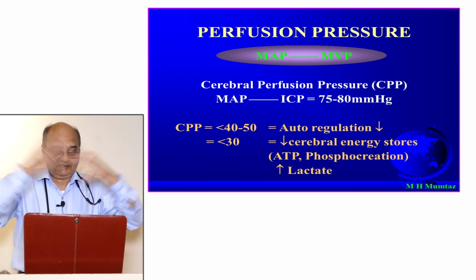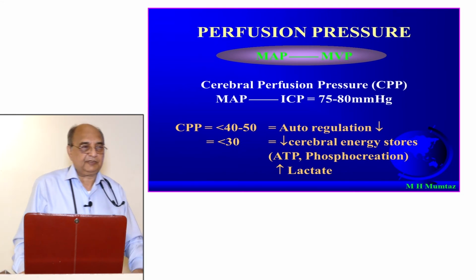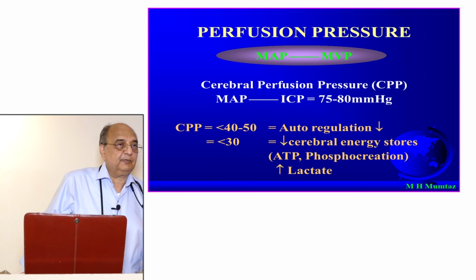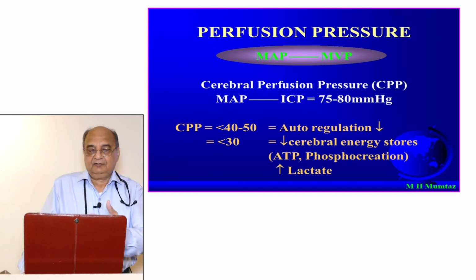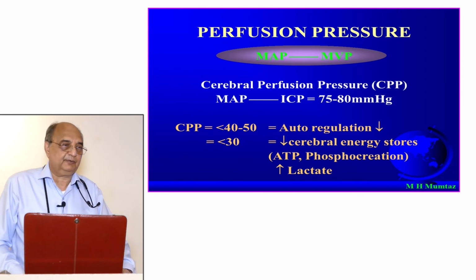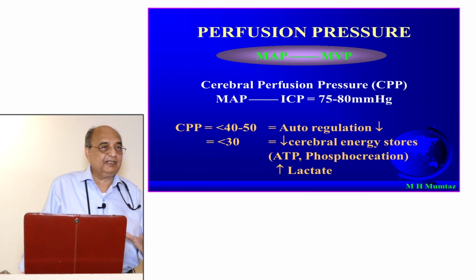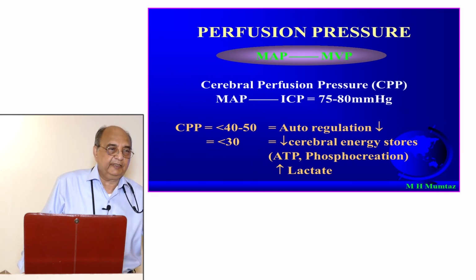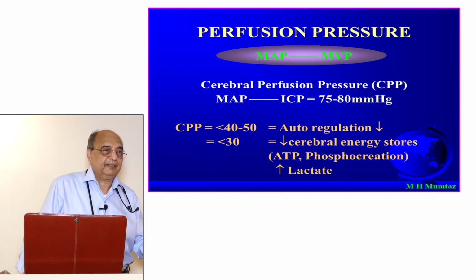But in the case of the brain, mean arterial pressure minus ICP is called cerebral perfusion pressure, and that should normally be 75 to 80 millimeter of mercury. If it increases, one should be worried. If it decreases, even then you should be worried about it.